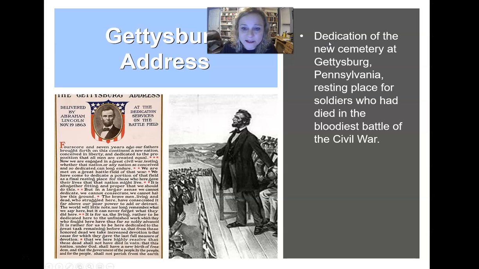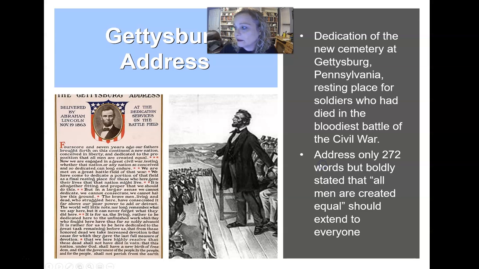Okay, essentially, like I just mentioned, it was a dedication of a new cemetery at Gettysburg, kind of like putting the soldiers at rest who had died in this bloodiest battle of the Civil War. It was only 272 words, but he calls on Americans to adhere to the words of the Declaration of Independence, which were 87 years before, talking about all men being created equal. A score is 20 years. And he really puts it on America and says, we're not living up to this, okay?